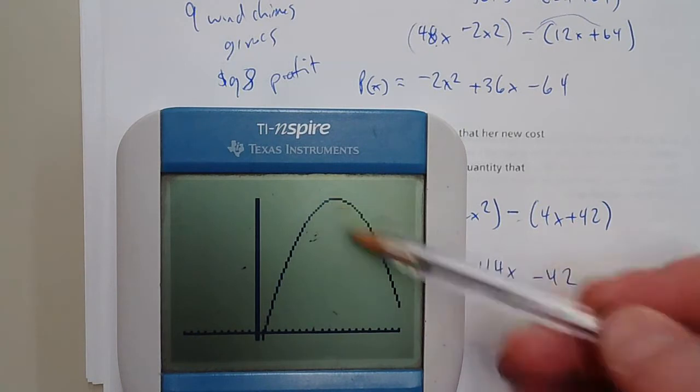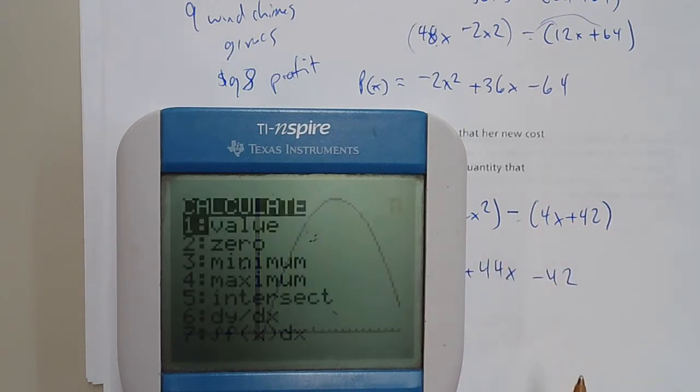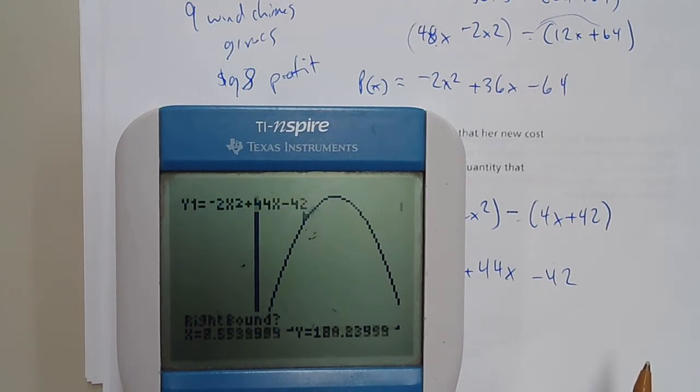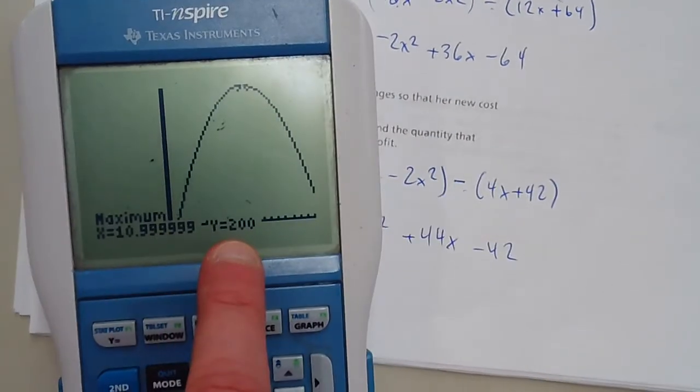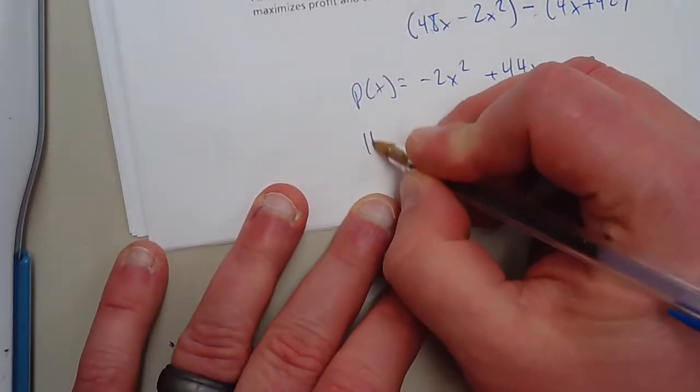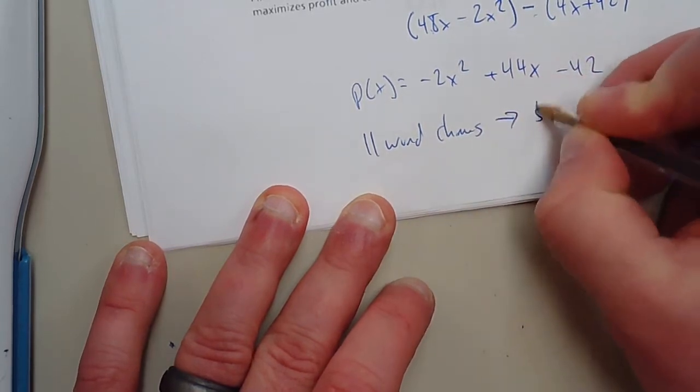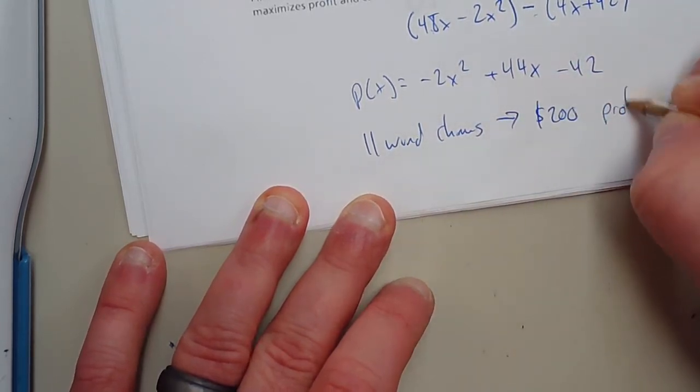Now we can see that point, and just like before, we can find it. We find our maximum value, enter, and guess. So in this case, 11 wind chimes yields $200. Pretty good. So the best case scenario now is 11 wind chimes, and that yields a $200 profit.